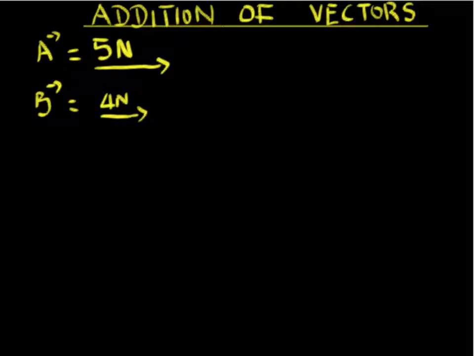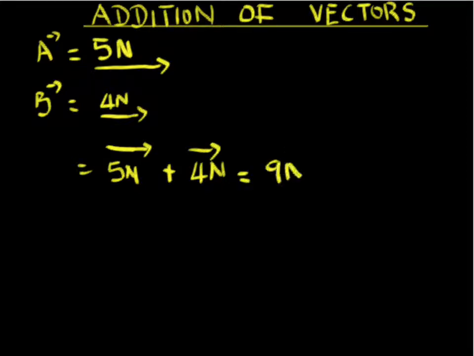So we're going to have our sum to be 5 Newton plus 4 Newton, 5 Newton being a longer vector and 4 Newton being a shorter vector, which would give us 9 Newton. This gives us a resultant vector which is longer than both of our component vectors.